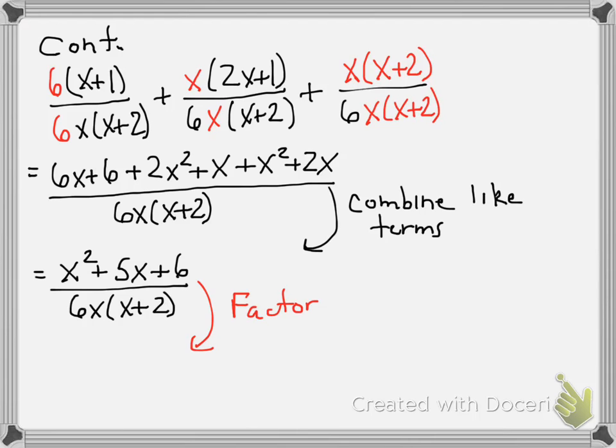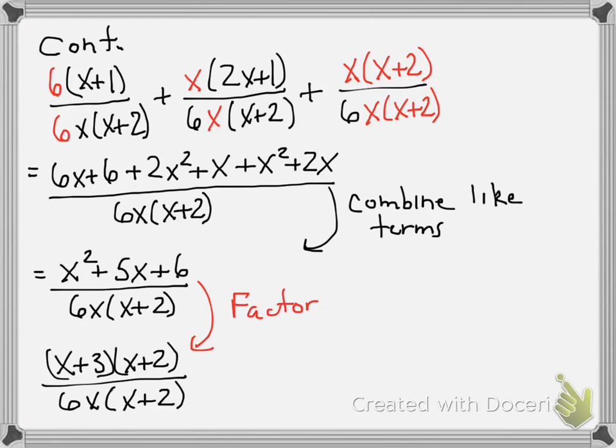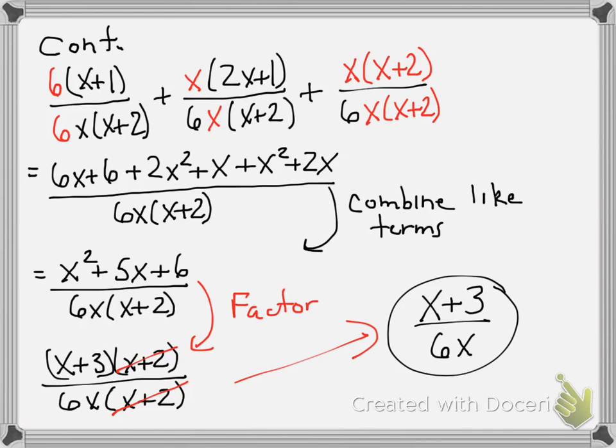And now we want to factor that top part, just to see if we can clean this equation up anymore. We can factor that top equation as x plus 3 times x plus 2. And what we should see here is that x plus 2 cancels on the top and the bottom. And we're left with a nice simple equation, x plus 3 over 6x.